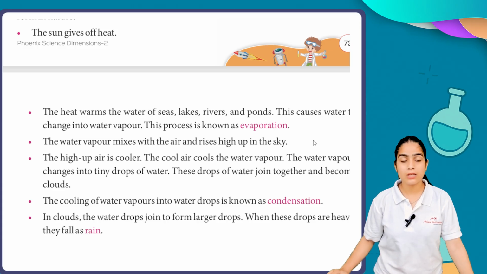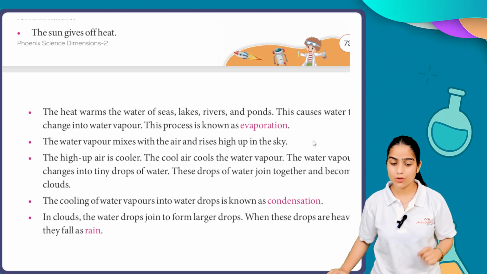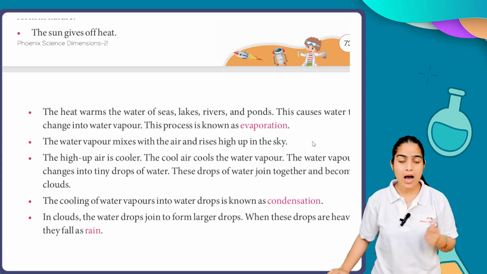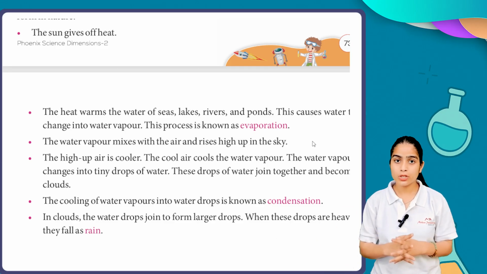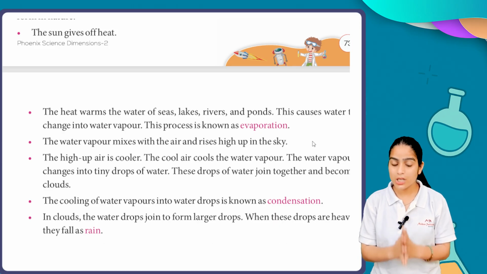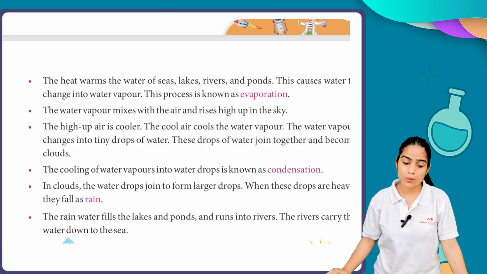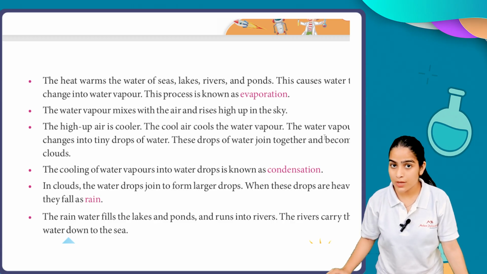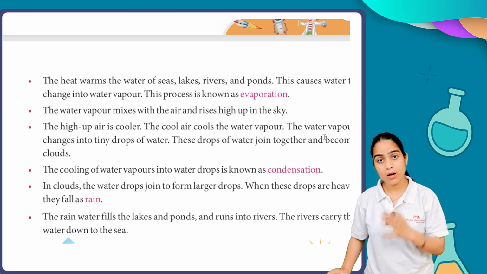So after it goes high up in the sky, what will happen? The upper side of the air has a cool environment. Just because of that, the water vapors get cool. After cooling, all the water vapors get mixed together, and by getting mixed together, they will further convert into clouds. The cooling of water vapors into water drops is known as condensation. The first process we have is evaporation, and when the water vapors cool down, that is called condensation.